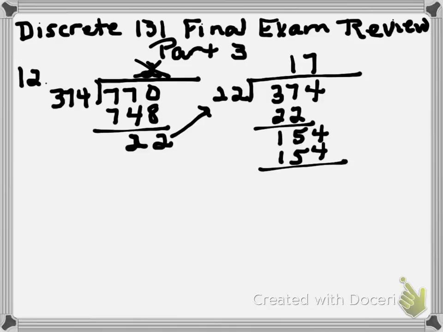So since we have a remainder of 0, it's not the quotient, it's what you were dividing by that is your greatest common divisor. So the answer is choice C.